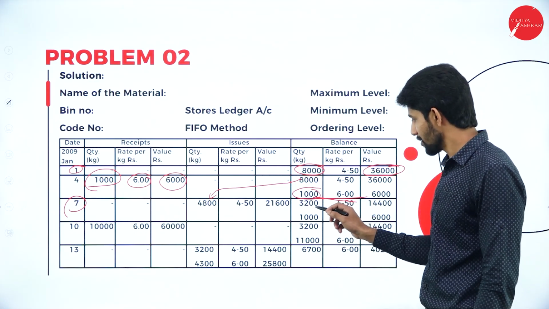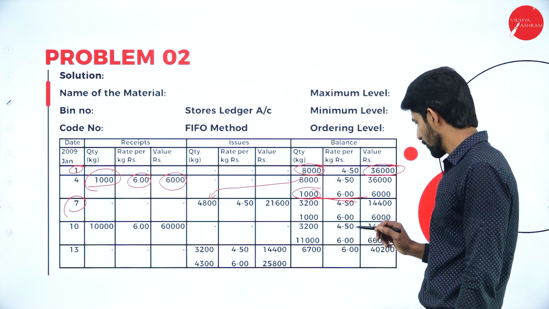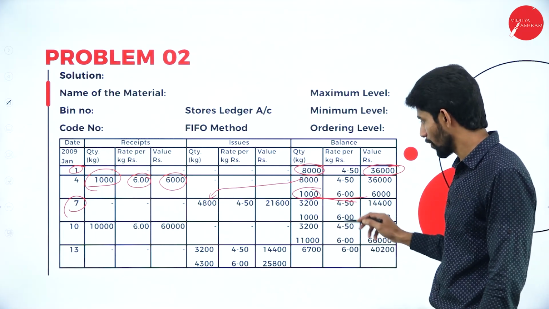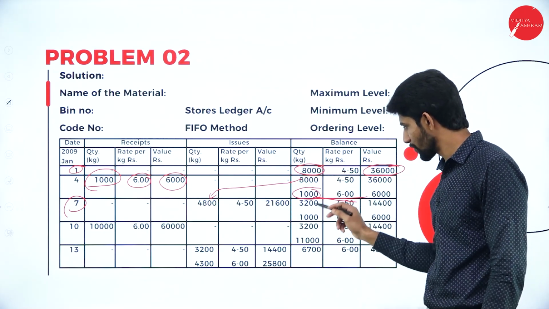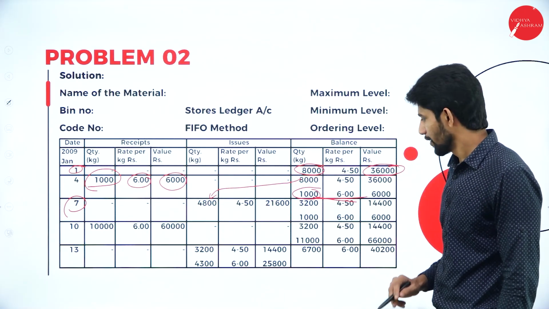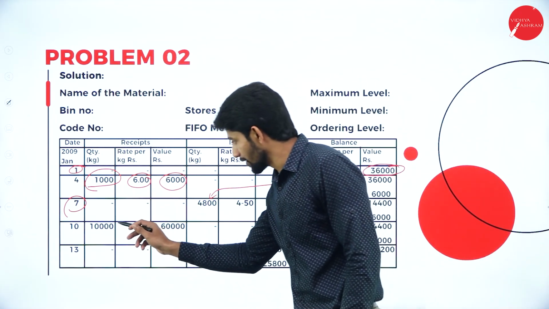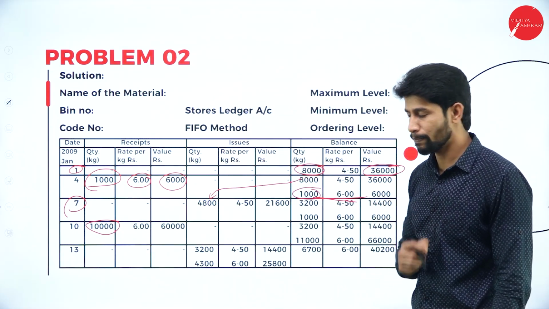Again, what will be the balance? The balance will be 3,200 units, 4.5 per unit, 14,400, and 1,000. The same we will be writing, because in 8,000 we issued 4,800. What will be the balance in 8,000? 3,200. Right, next 1,000 units. Next, on 10th Jan, what is the entry? The entry is purchased 10,000 units at 6 per unit.